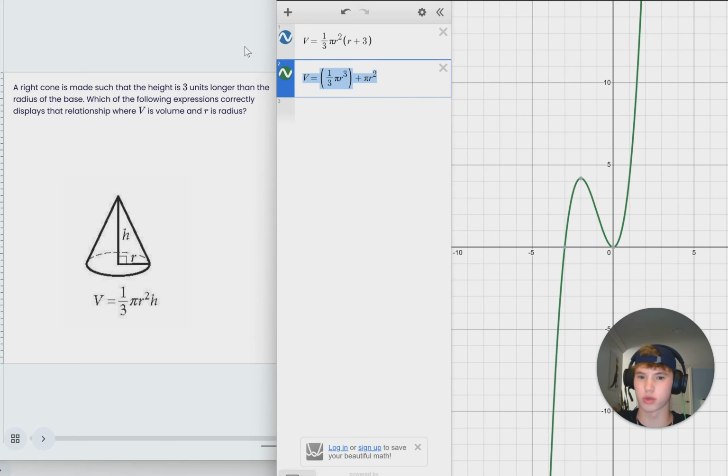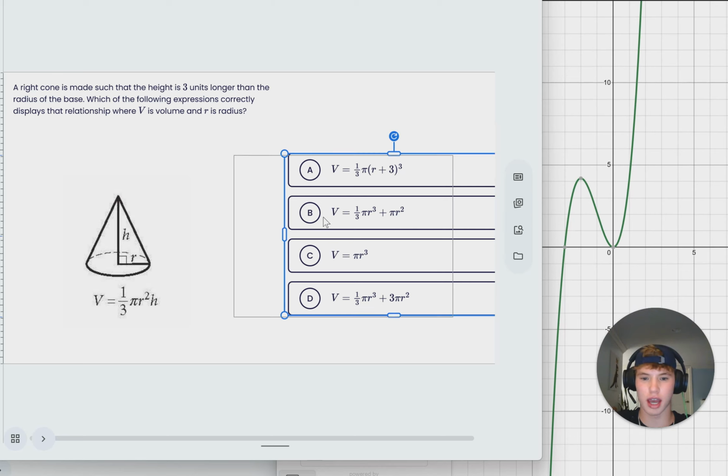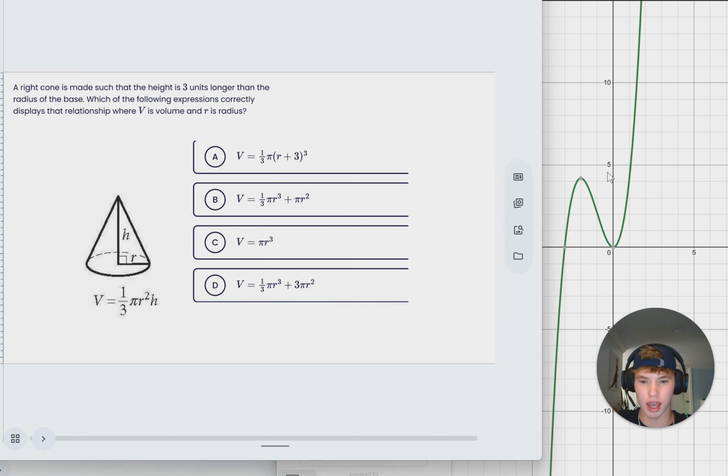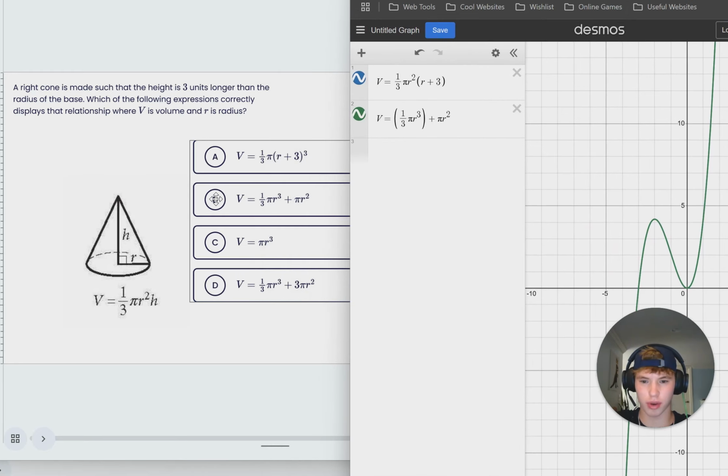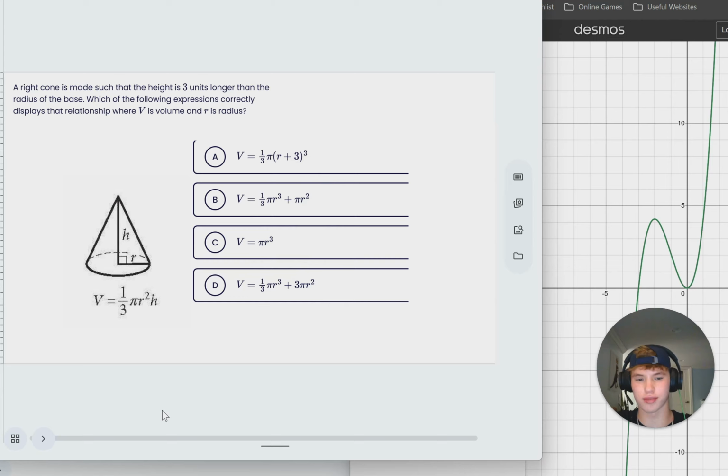So we're going to go see if this is one of the options. Originally, I had the options cropped out, but here they are. And as you can see, this option matches choice B, which is the correct answer.